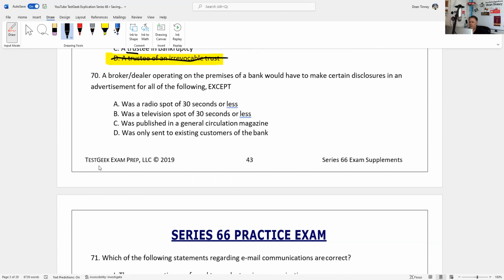A broker-dealer operating on the premises of a bank would have to make certain disclosures in an advertisement for all the following except. Now, again, I'm sure Brian wouldn't put this in there unless somebody told him something. I've never had anybody tell me this is a testable issue. So remember the except here. By the way, test-taking trick: it's a radio spot, 30 seconds or less. They could burn up the entire 30 seconds talking about disclosure. So the answer there is A.